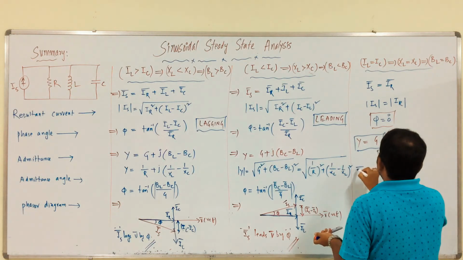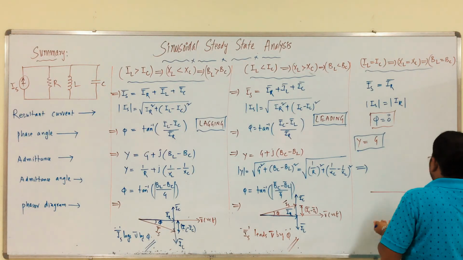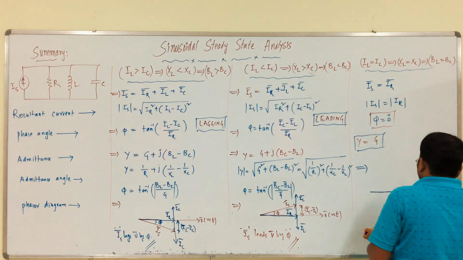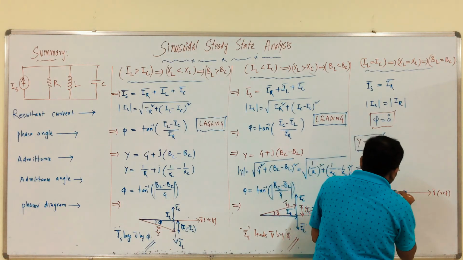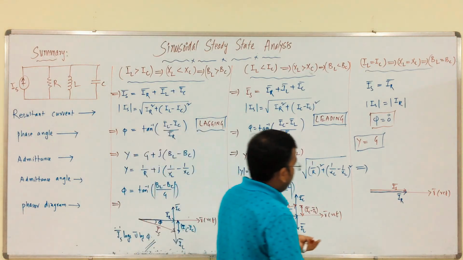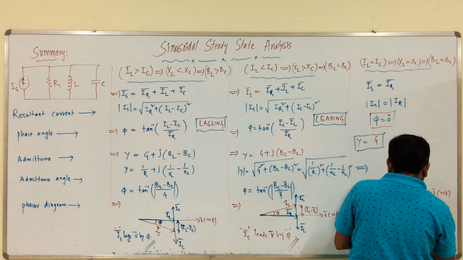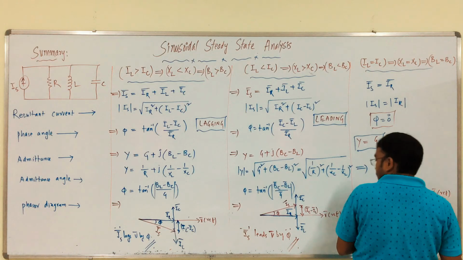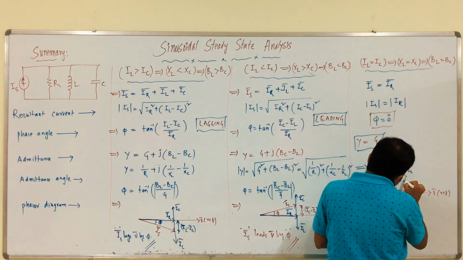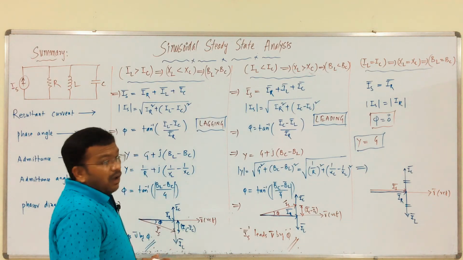Then the phasor diagram. This is IR. Then we can draw IS, right? But we can represent, this is what? IL, right? This is IC. We can write both are equal, like this we have to write. Okay, this is the phasor diagram for this parallel RLC circuit.